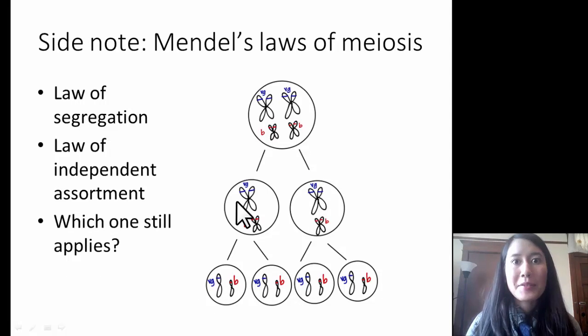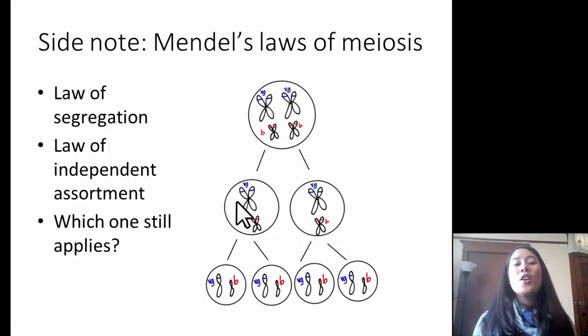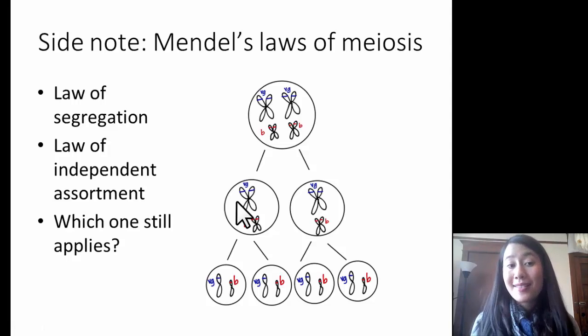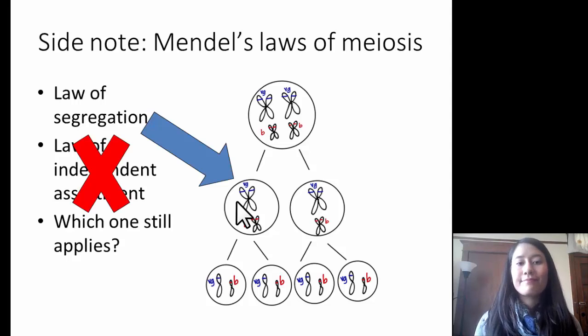A side note about Mendel's laws of meiosis that we've been talking about. So we talked about that Mendel has 2 laws, the law of segregation and the law of independent assortment. Figure out right now which one still applies to what we're looking at. If you said the law of segregation, you're correct.